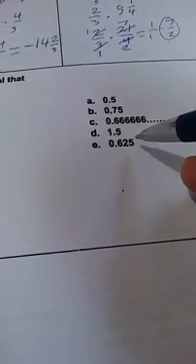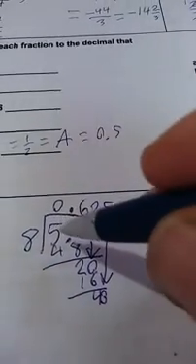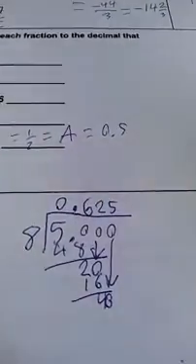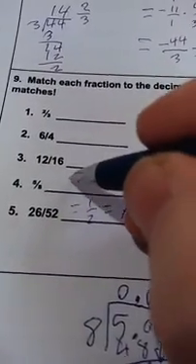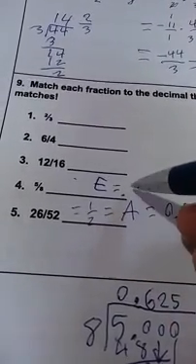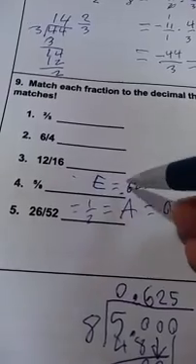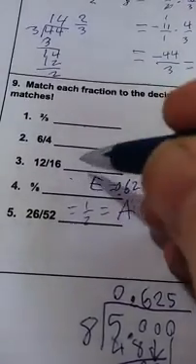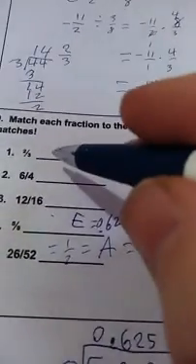Anytime you aren't sure what decimal a fraction is, just do the division. Numerator divided by denominator. Okay, so that's 0.625. That is E, so we'll put E here for 5/8. That's 0.625 if you prefer.